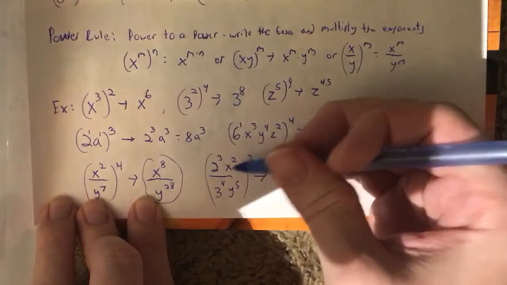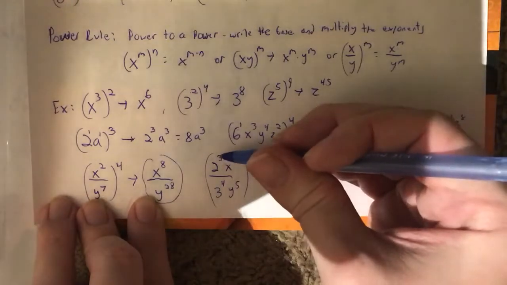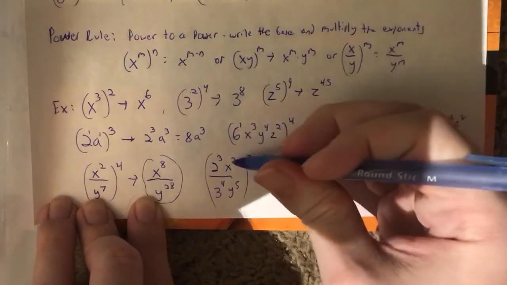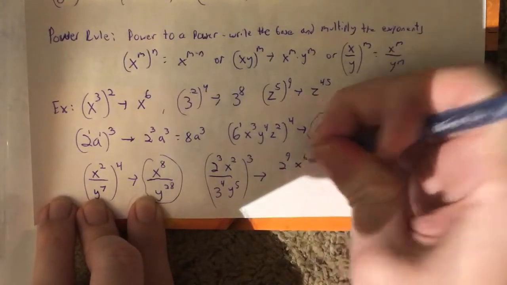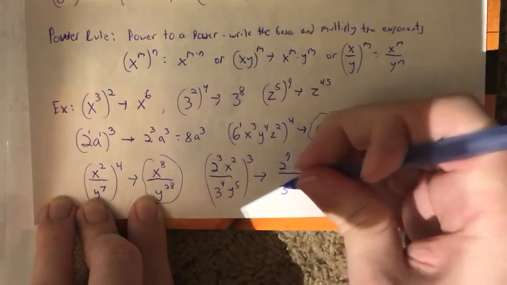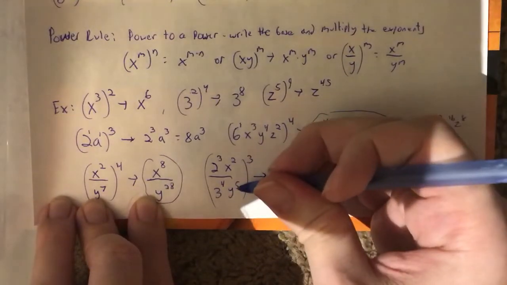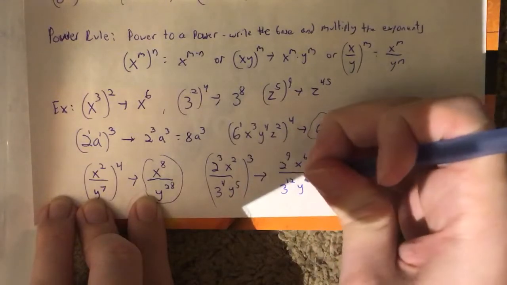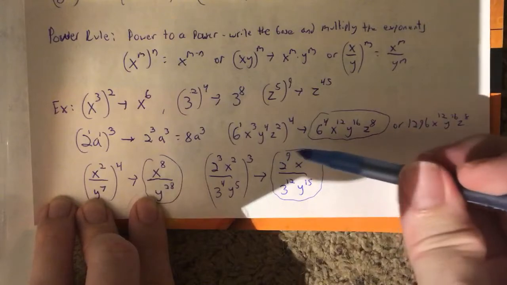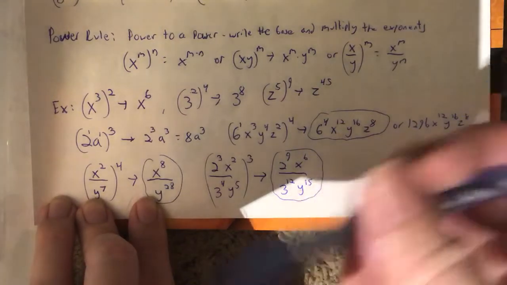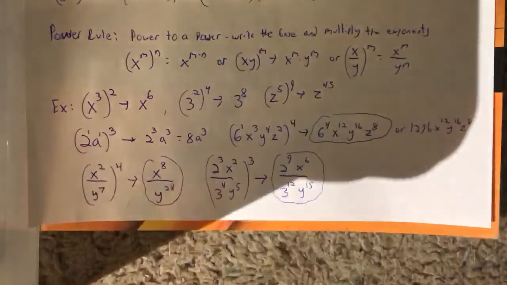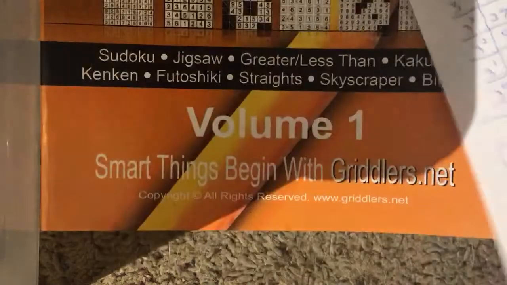Since it's a power to a power, parentheses, I just multiply the exponent. So it's 3 times 3, that's 9. The x piece, 2 times 3 is 6. Now I go to the bottom part of the fraction. For the 3, 4 times 3 is 12. And for the y piece, 5 times 3 is 15. And that's my answer. You could expand out 2 to the 9th and 3 to the 12th, but those are going to be really big numbers, so we're just going to leave it as that. And we're done with that example.